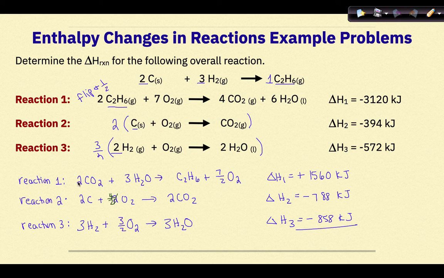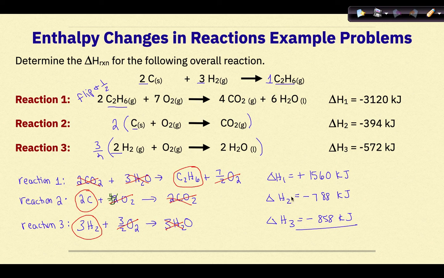Where should we start? 2 moles of CO2, there's a 2 moles of CO2 on the product side. So those are going to cancel. What do I want to keep? I want to keep my 2 moles of carbon. I also want to keep my 3 moles of hydrogen, and finally, my 1 mole of ethane. Will everything else cancel? Well, I can cancel my 3 moles of water, and then I'm left with 7 halves of O2, and 4 halves plus 3 halves equals 7 halves. So I am left with my original components of my overall reaction.